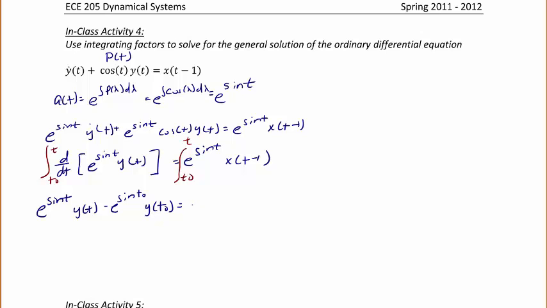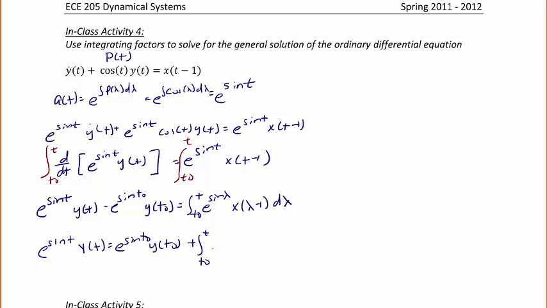And on the right side, we keep the integral. So it's the integral from t naught to t, e to the sine of lambda, x of lambda minus 1, d lambda. So when we solve for e to the sine of t, y of t, we have on the left side e to the sine of t, y of t, equals, on the right side, e to the sine of t naught, y of t naught, plus the integral from t naught to t, e to the sine of lambda, x of lambda minus 1, d lambda.